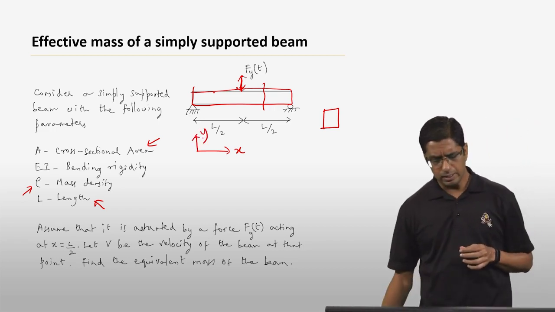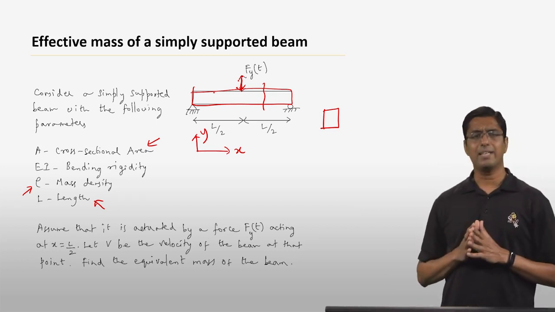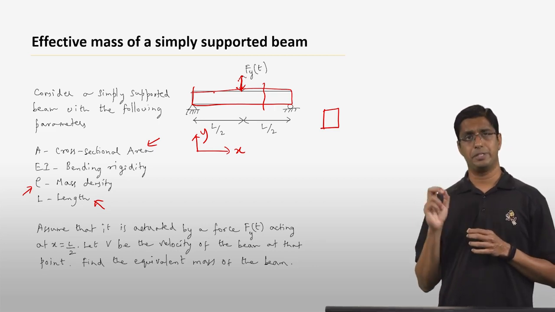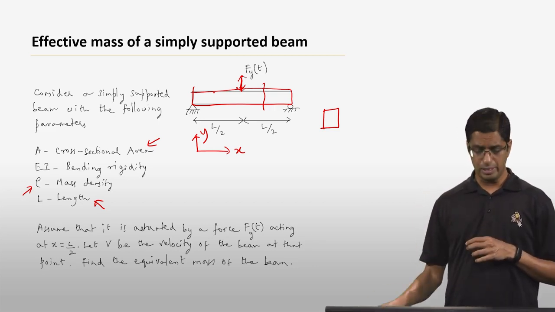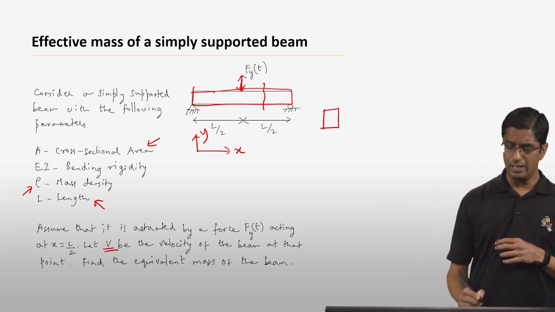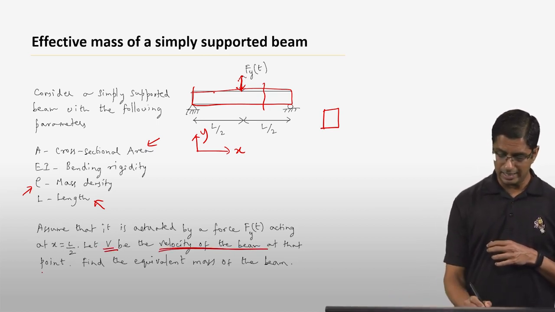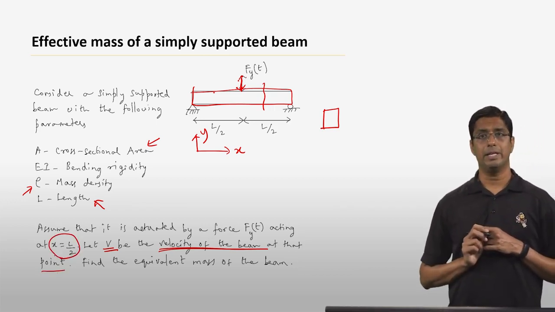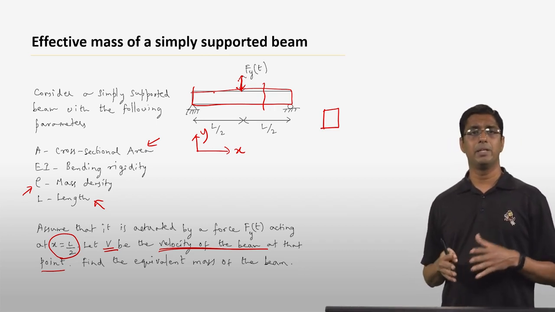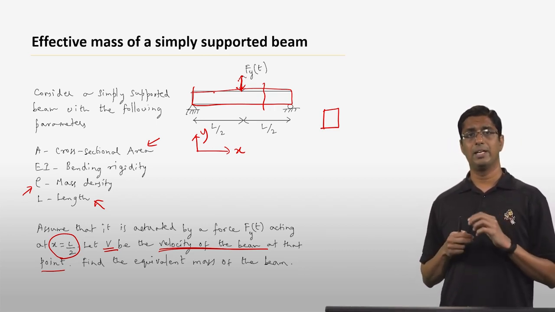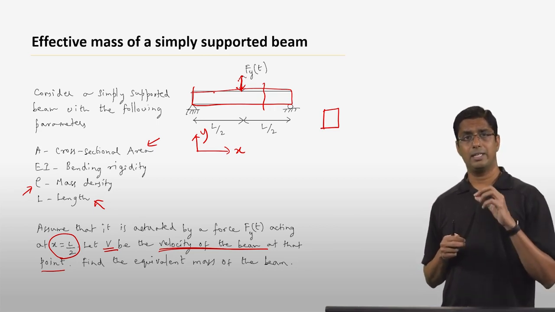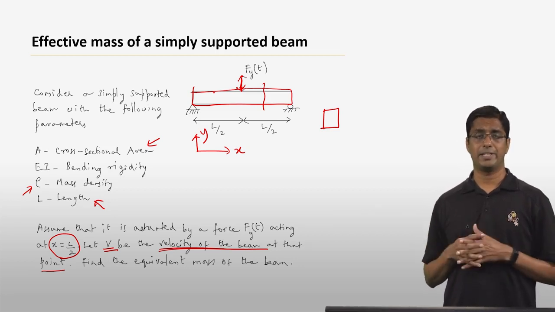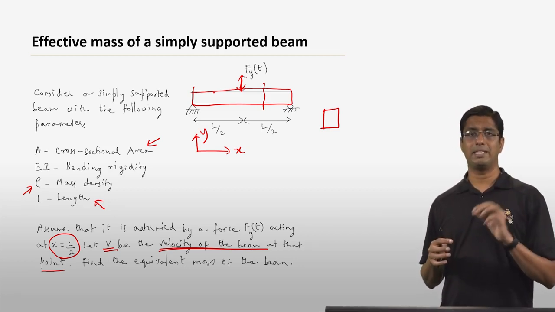Now, to calculate the equivalent mass, we have to define the equivalent mass with respect to a specific velocity. So we are going to take that velocity v to be the velocity of the beam at the midpoint, that is x equal to L over 2. Again, this effective mass of the beam we are defining with respect to a specific location, which is x equal to L over 2. And essentially, the velocity that we are going to use for defining the effective mass is the velocity of the beam at that midpoint.